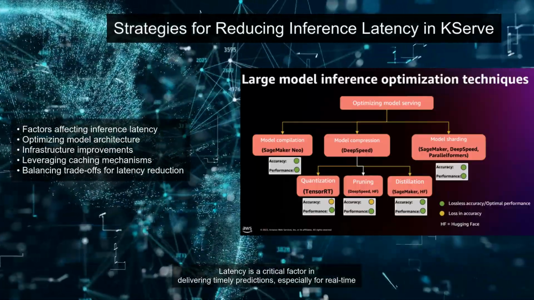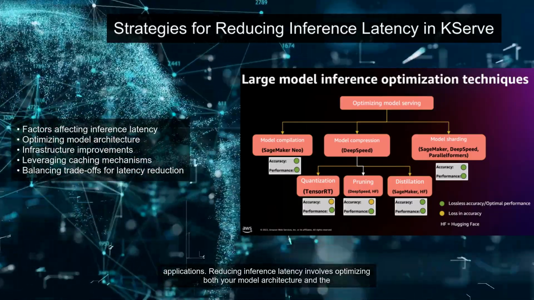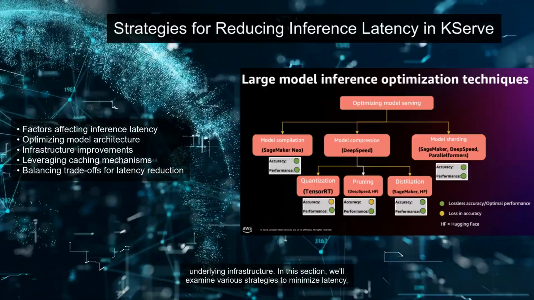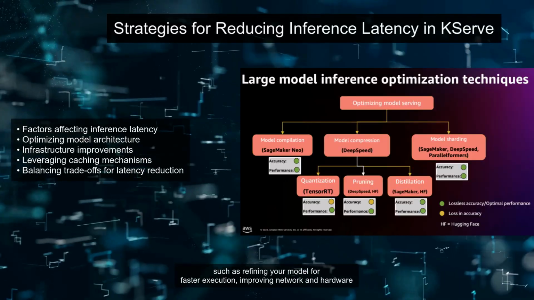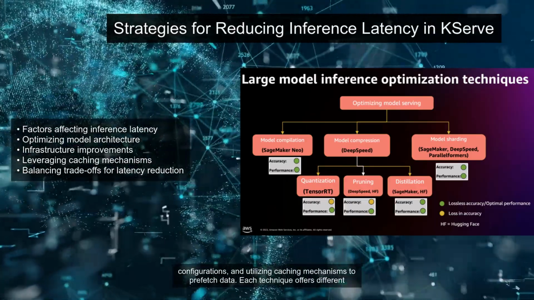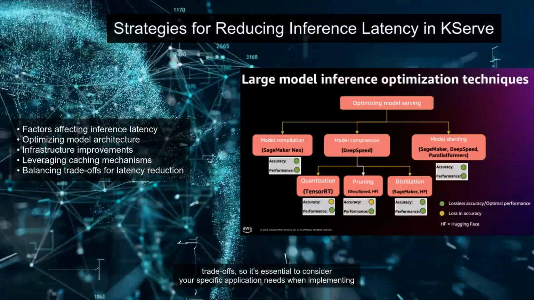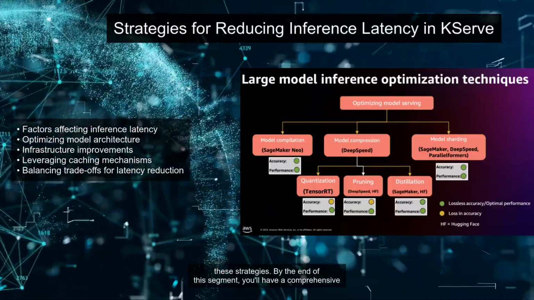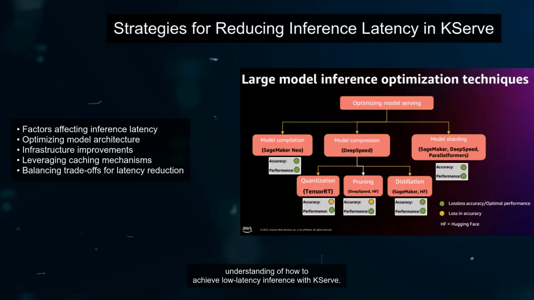Latency is a critical factor in delivering timely predictions, especially for real-time applications. Reducing inference latency involves optimizing both your model architecture and the underlying infrastructure. In this section, we'll examine various strategies to minimize latency, such as refining your model for faster execution, improving network and hardware configurations, and utilizing caching mechanisms to prefetch data. Each technique offers different trade-offs, so it's essential to consider your specific application needs when implementing these strategies. By the end of this segment, you'll have a comprehensive understanding of how to achieve low-latency inference with KServe.